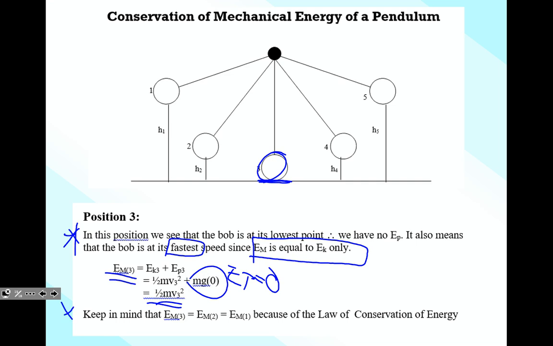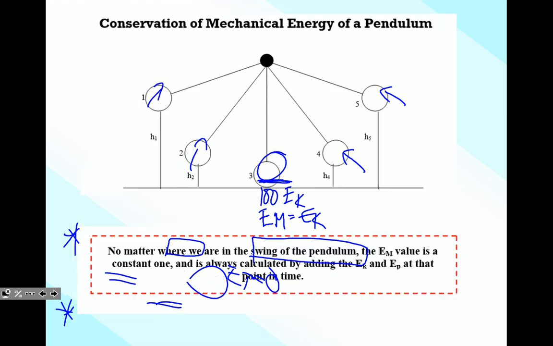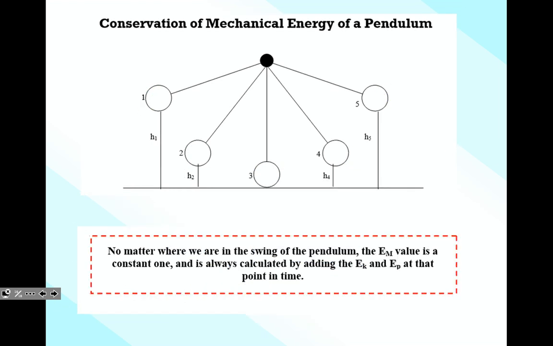Keep in mind that the EM does not change because of the law of conservation of energy. So even though this is 100% EK, and in this case EM is equal to EK, EM doesn't change. Mechanical energy for all these positions stays the same. No matter where we are in the swing of the pendulum, the mechanical energy value is a constant one and is always calculated by adding the EK and the EP at that position or point in time.